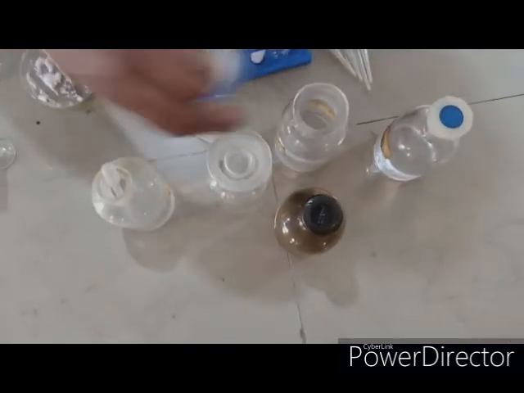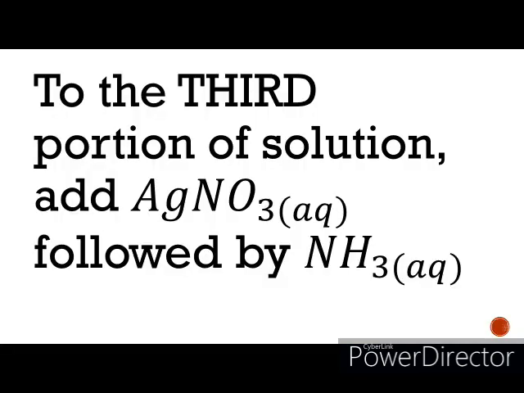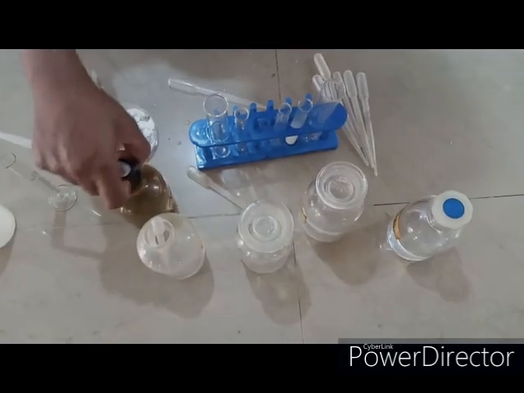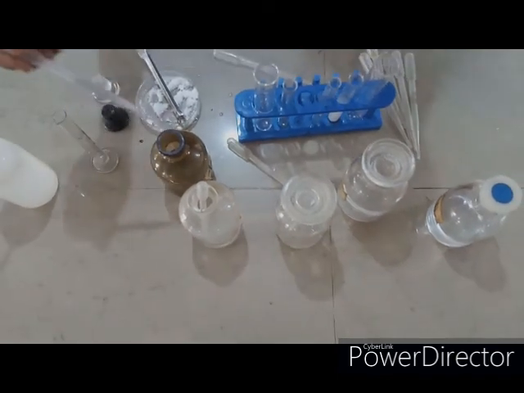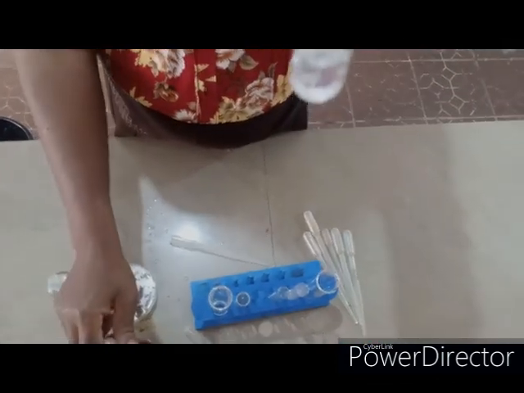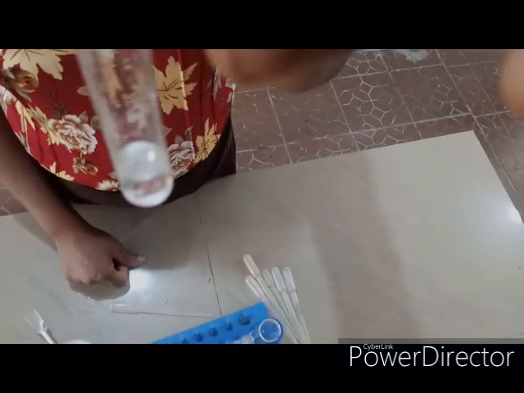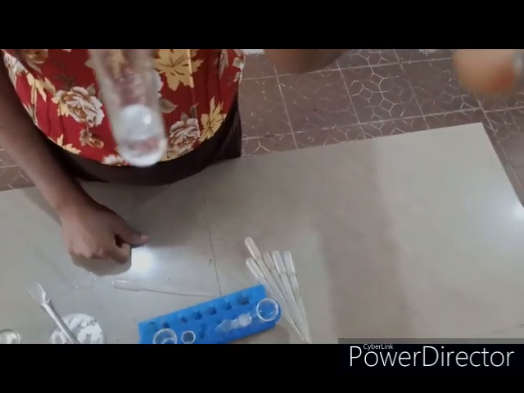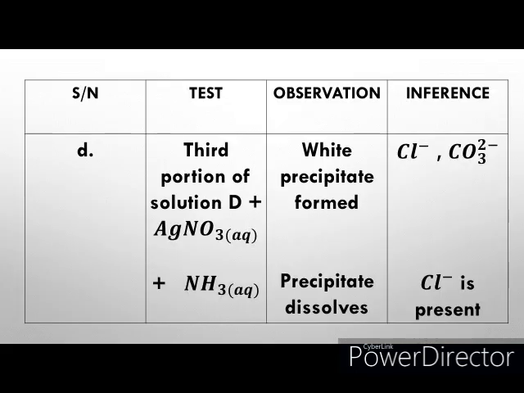Let's check for the anion present in the salt. To the third portion of the solution, add silver trioxonitrate(V) solution. What did you notice? You notice a white precipitate. Our inference is Cl- or CO3 2- is present.